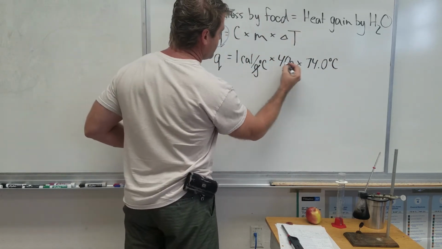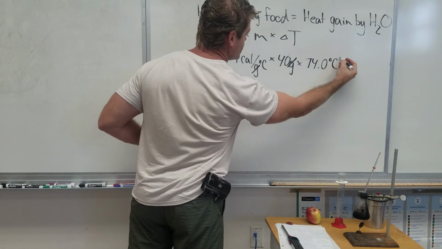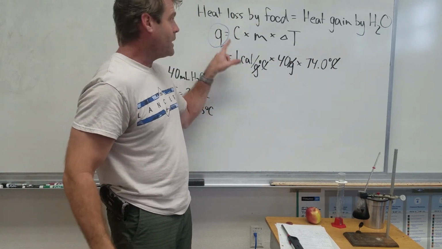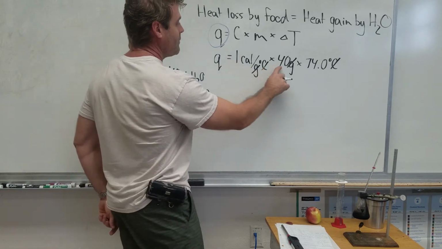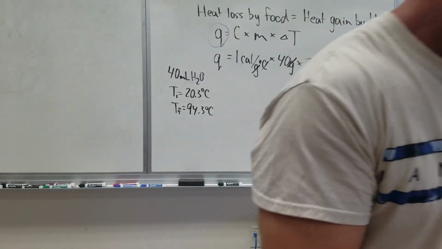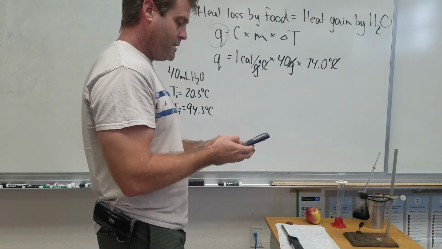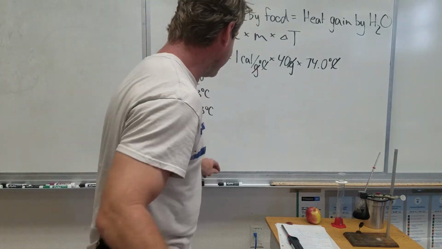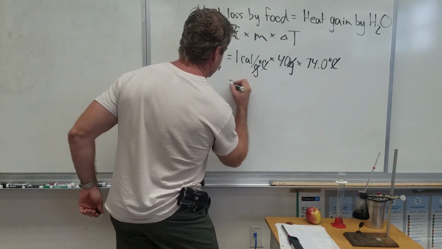Now look at the units. Gram on top, gram on bottom cancels. Degree Celsius on top, degree Celsius on the bottom cancels. And what unit am I left with? Calories, which is what I wanted. So go 1 times 40 times 74. And I get 2,960.